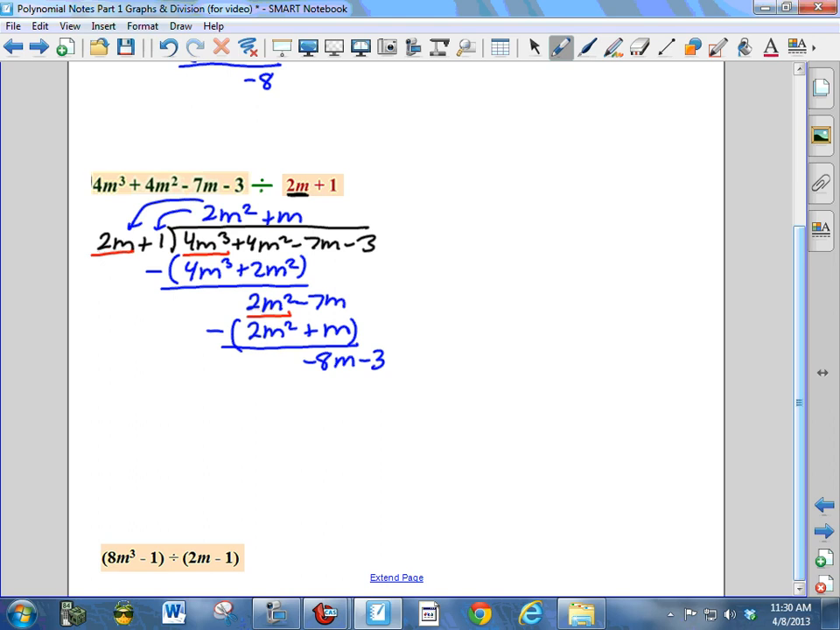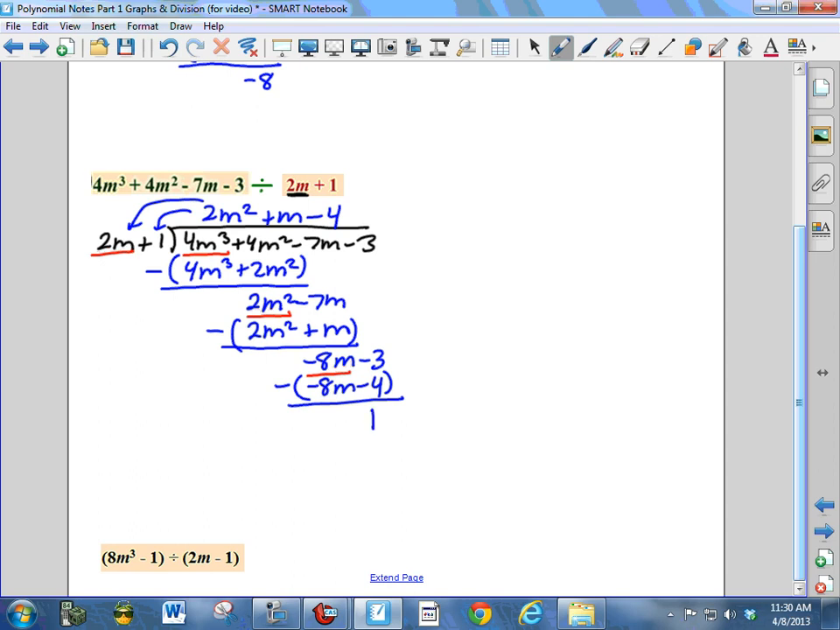Bring down the 3. What do I have to multiply 2m by to get negative 8m? I have to multiply it by negative 4. When I multiply negative 4 times the entire quantity outside the division bar, I get negative 8m minus 4. Subtract the whole thing, and I get negative 8m minus a negative 8m, which is 0. Negative 3 minus a negative 4 is a positive 1.